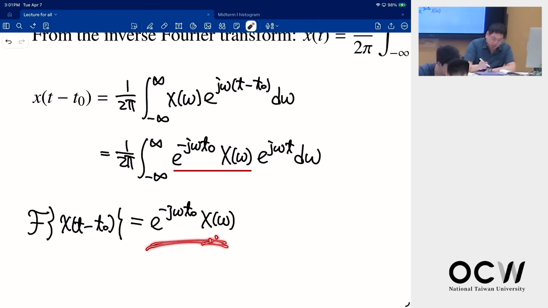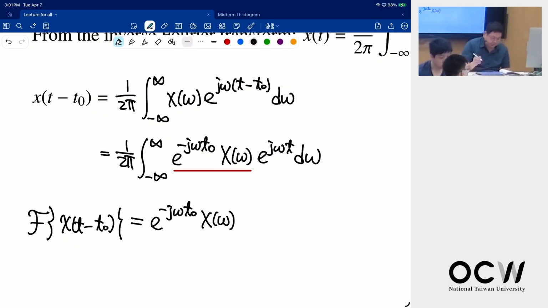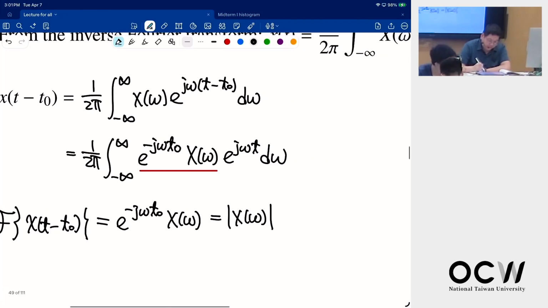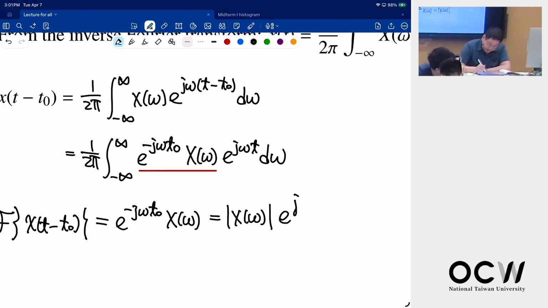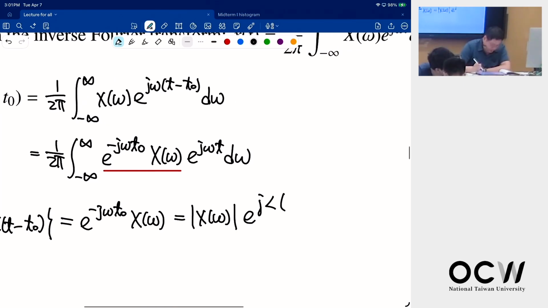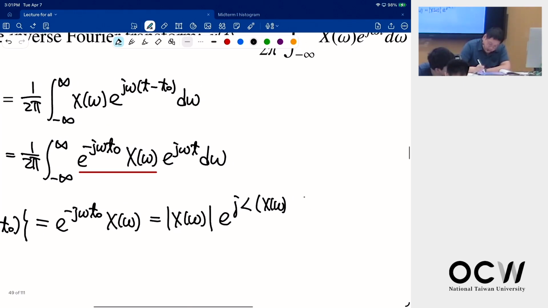Now see this? That means that in the frequency domain, the magnitude is still the same, right? Because this magnitude is 1. The only difference is the phase change. So the magnitude is still the same as the Fourier transform of your signal. But the phase changes by omega t naught.